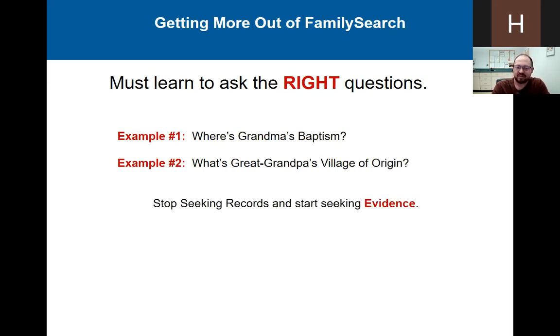We need to stop seeking records at this point and start seeking evidence. And evidence is the key here. When we're looking for great-grandpa's village of origin, that may appear on a number of different records. It might appear on his grandchildren's baptisms or his children's baptisms, on his marriage certificate. It might appear on his marriage at a church. It might appear in a naturalization record. It could possibly appear on a passenger list. There are a lot of places where that might show up. So we need to be thinking more expansively about what we're looking for.